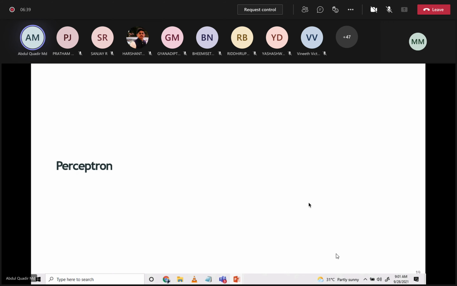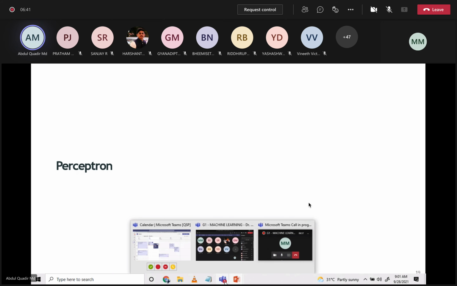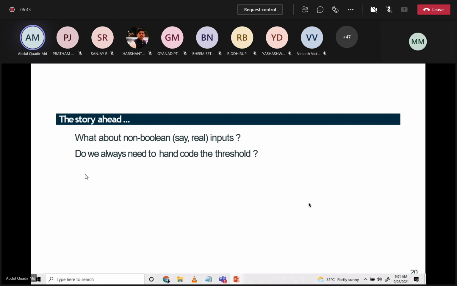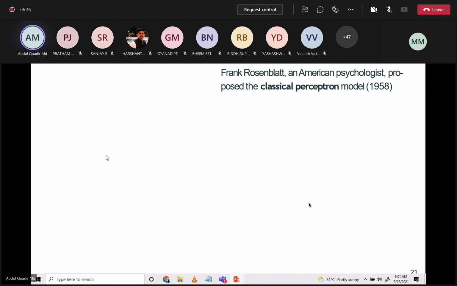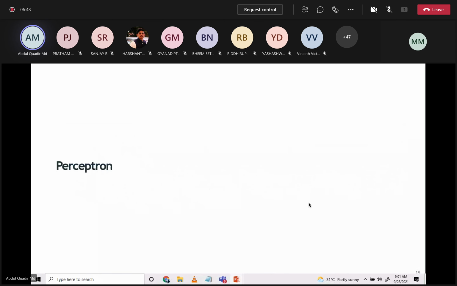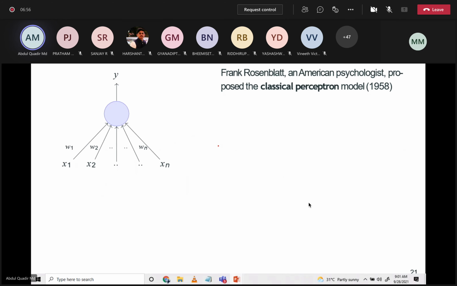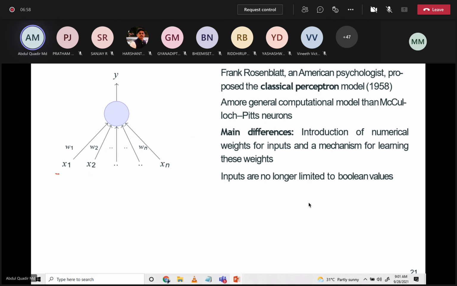In the last class we were talking about perceptron. We spoke about perceptron, and we saw about the perceptron and MP neuron.